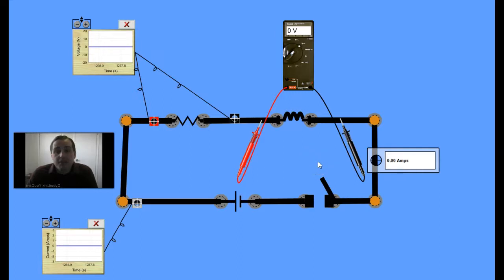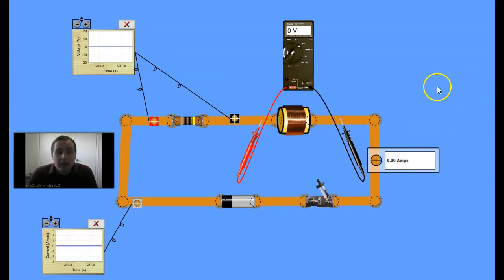Now this is the schematic diagram. Notice that these are the symbols you would draw if you were drawing a circuit diagram. If you wanted this to look more lifelike, you would note that a battery looks like so, a switch looks like so, and a resistor has these colored bands on it depending upon how much resistance there is. And then here's an inductor.